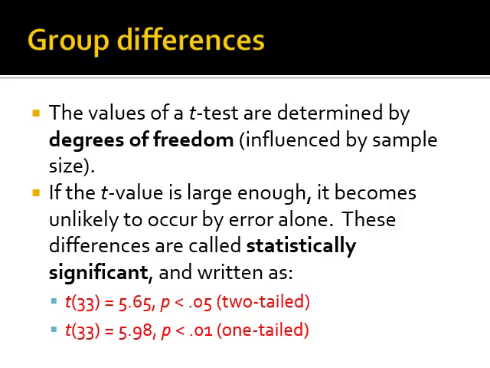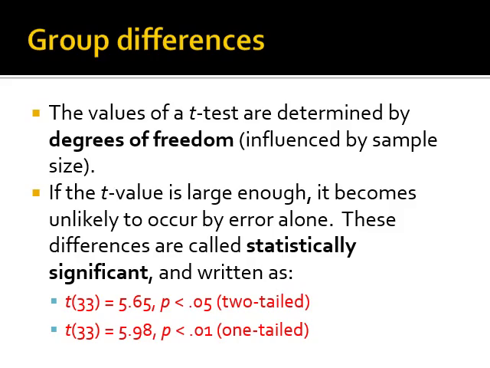If the t-value is large enough, it becomes unlikely to occur by error alone. These differences are called statistically significant. For example, less than 5% likelihood of occurring by chance or error, and are written as, I'm going to give you two examples: t, the first example, with a degrees of freedom of 33, that's in the parentheses there, you always find degrees of freedom immediately following the t, equals 5.65 with a p of less than 0.05 two-tailed.